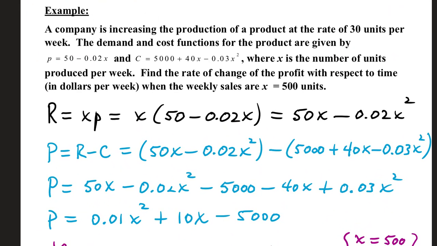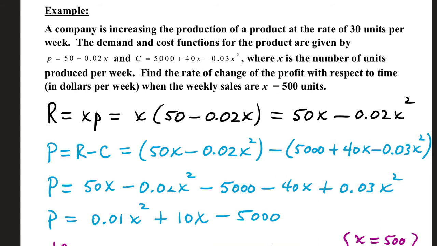A company is increasing the production of a product at a rate of 30 units per week. The cost and demand functions are given. X is the number of units produced per week. Find the rate of change of the profit with respect to time when the weekly sales are 500 units.